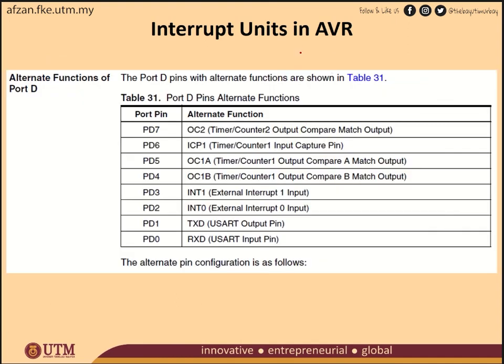Alright, so this is the alternate function of port D. Instead of using port D as an input output port, you also can use it with a different function. In this interrupt module, we need to focus on PD3 and PD2. Why? Because PD3 and PD2 is where your INT1 and INT0 are located. So in order to use the external interrupt, you are going to use PD3 and PD2.